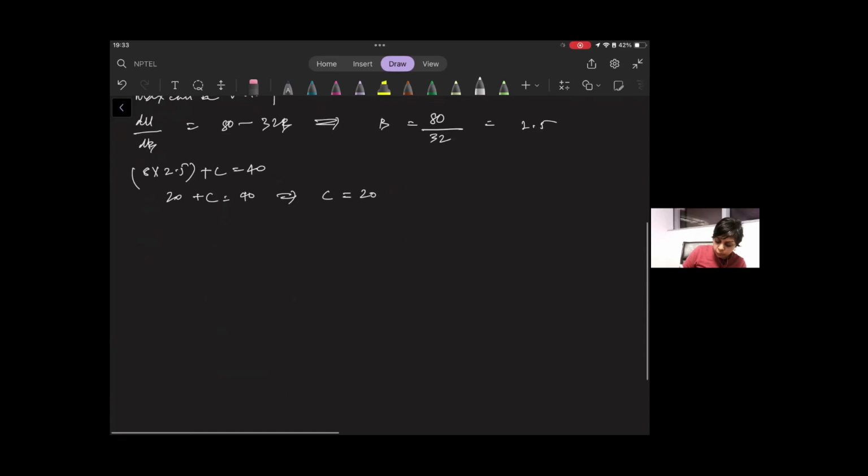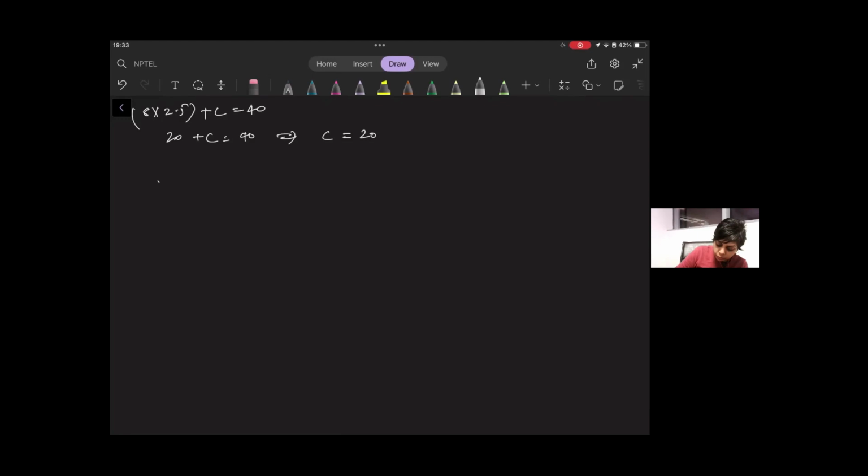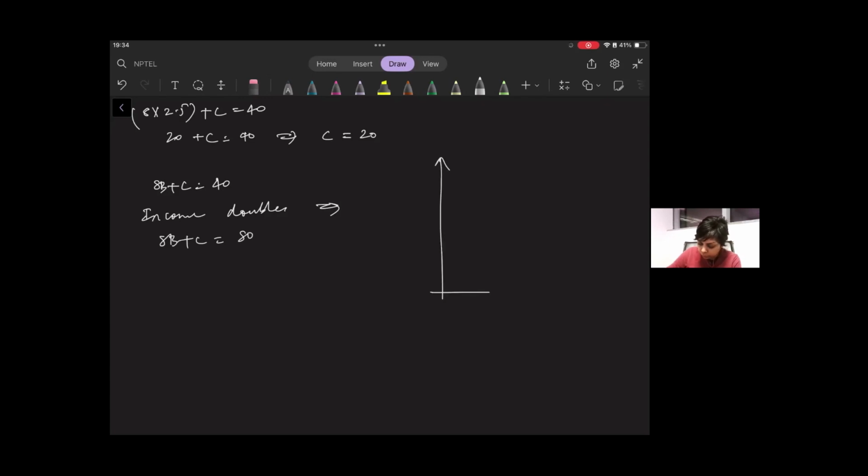What we were talking about was the question. Yeah, let's come back to the same equation, 8b plus c is equal to 40. Now, if the income increases, if income doubles, what happens? You just get 8b plus c is equal to 80, which means what? This is your original curve.